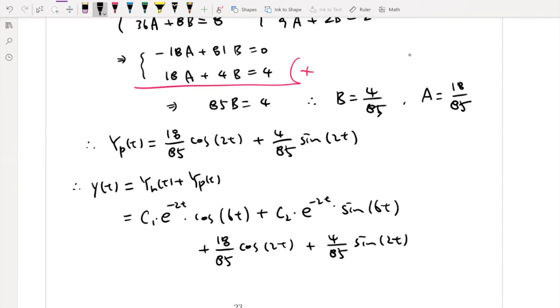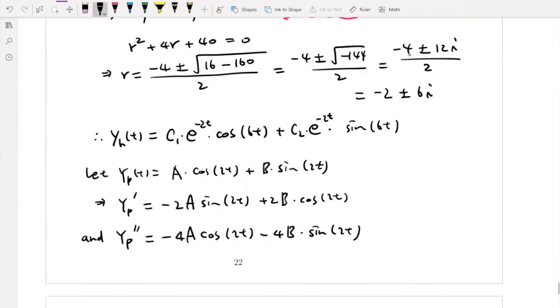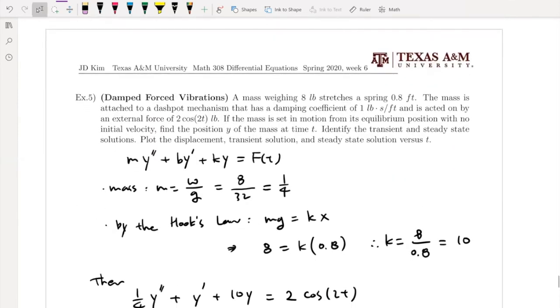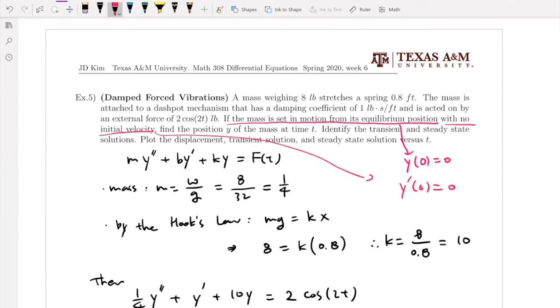Okay, but we are not done yet, because in this problem we had an initial condition as well. Okay, what was the first initial condition? Let me come back. Okay, look at that. We didn't take care of the initial condition yet, right? Whenever you encounter this kind of problem, you have to decide the initial condition first. Here we go. The mass is set in motion from its equilibrium position, right? Which means y(0) equals 0, and they said no initial velocity. That means y prime (0) is also equal to 0.